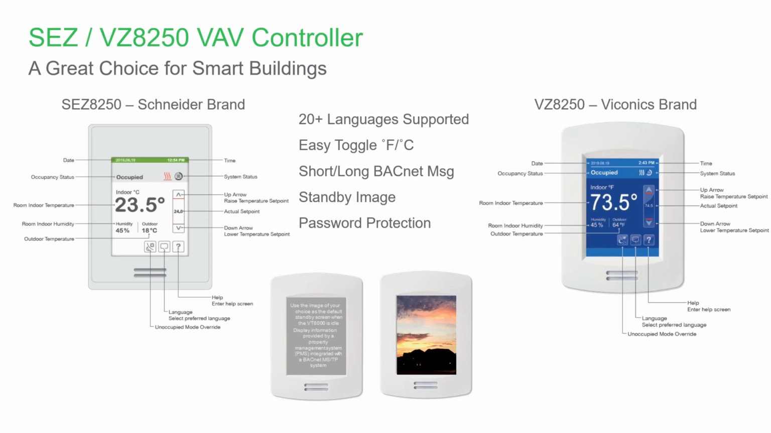The way they display their short message, and I'll explain that here in a little bit, is different. The Schneider does it on the top, the Viconics does it on the bottom, but they're identical. The only thing about having one installed and using the other one in its place is the mounting plate for it is unique to that device, right? So they're two different mounting plates. And if you pull one off, you'd have to put the other mounting plate on it to use that particular device. But other than that, they're the same device.